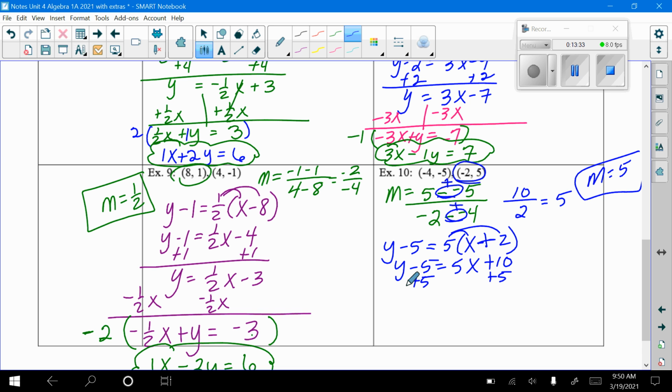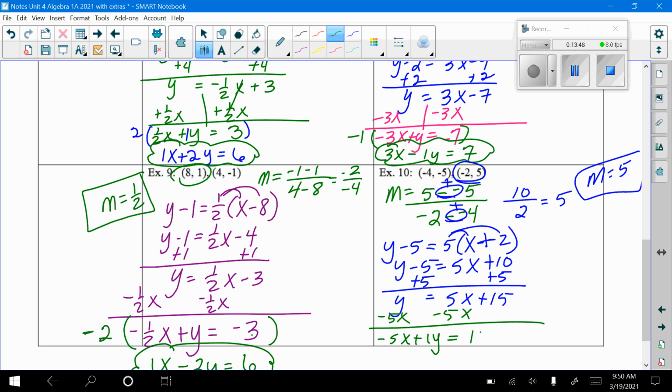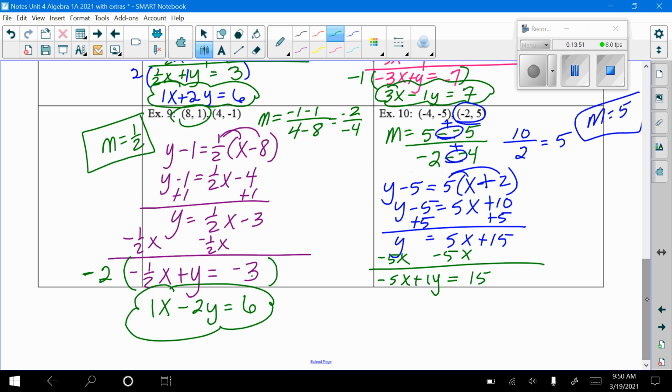Add 5. So y is equal to 5x plus 15. Now I have to move that x across, so minus 5x. So -5x plus 1y equals 15. It's not done yet because I have a negative leader right here. So multiply the whole thing by -1. So I end up with 5x minus 1y equals -15. That's where I'm done. So that is standard form.